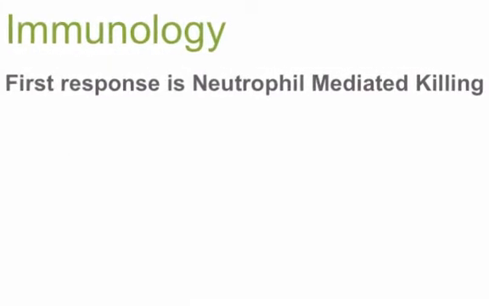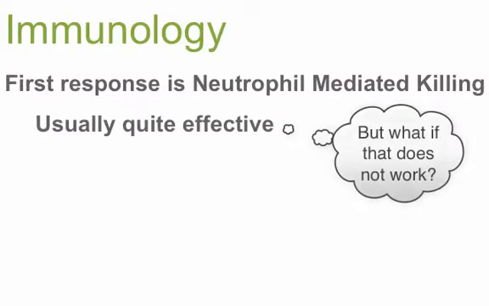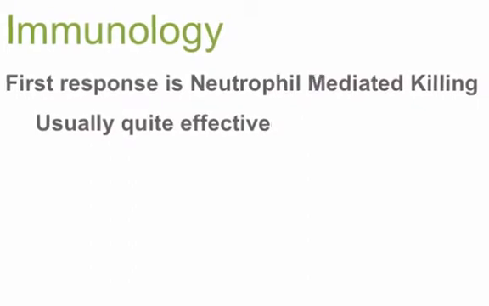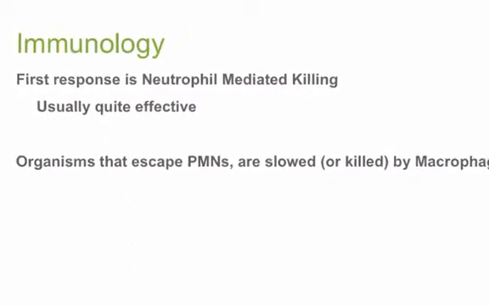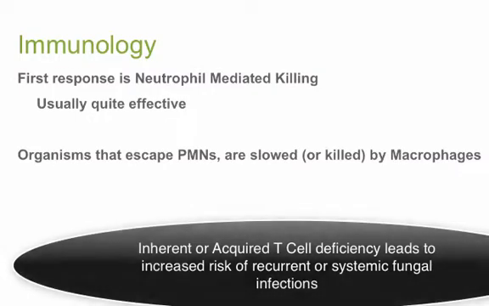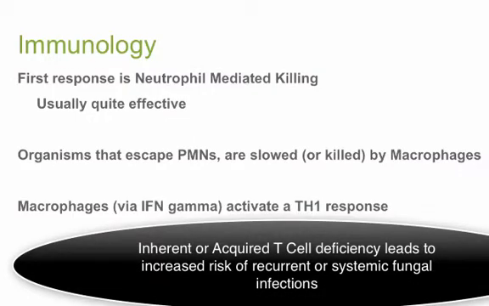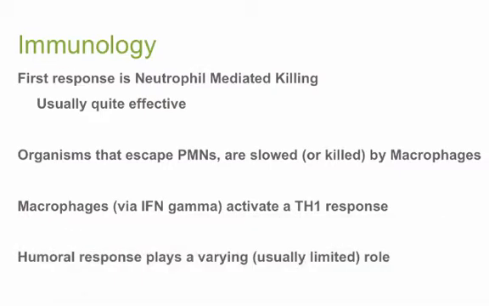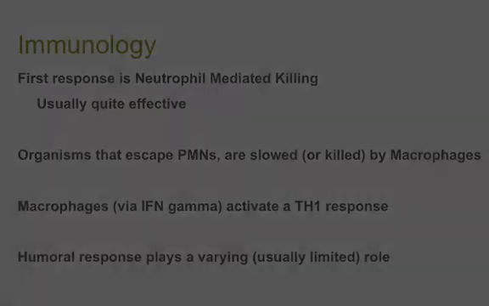Our primary response to fungi is neutrophil-mediated killing. Fungi that escape neutrophil destruction are then slowed, but often not killed, by macrophages. Macrophages activate a subsequent Th1 predominant response that appears to be instrumental in preventing systemic spread of infection. A humoral antibody response may be detected during the course of most fungal infections, but it appears to play a varying, although usually limited, role in controlling the infection itself.